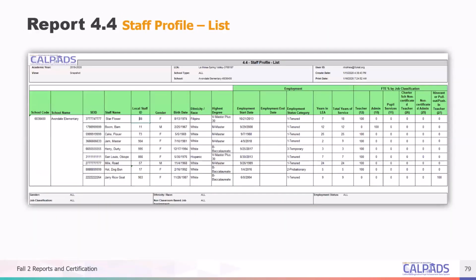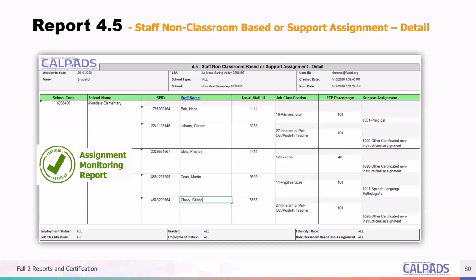Report 4.4 is a staff profile list, a supporting report to 4.3. It's going to show you the details reported in the staff demographic and the SAS or the staff assignment for each staff reported. And then report 4.5, staff non-classroom based or support assignment detail.